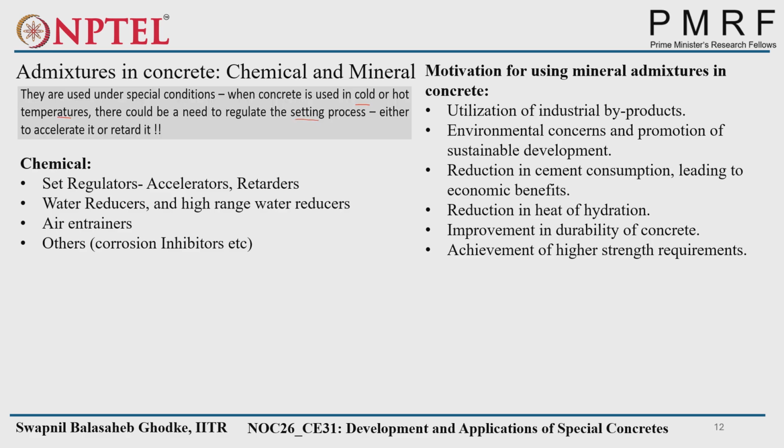In the mineral admixtures, most of them are industrial byproducts. The main motivation is utilization of industrial byproducts, because depositing them somewhere carries environmental concerns, including leaching effects. Then we reduce cement consumption by replacing cement with a mineral admixture. This reduces the CO2 emission of the cement industry, leading to economic benefits as cement is a very high cost material.